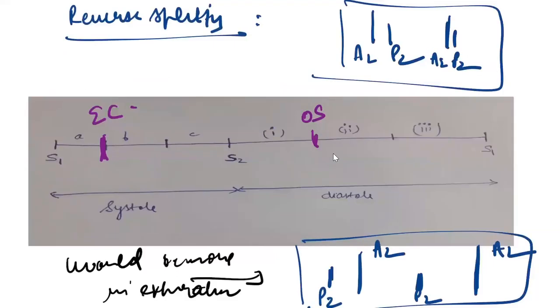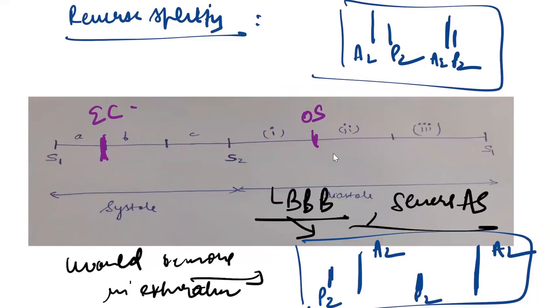The conditions which lead to reverse splitting are anything that would delay A2, like left bundle branch block, and severe aortic stenosis.